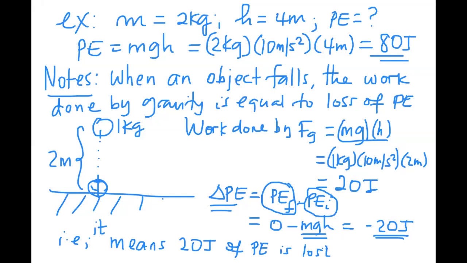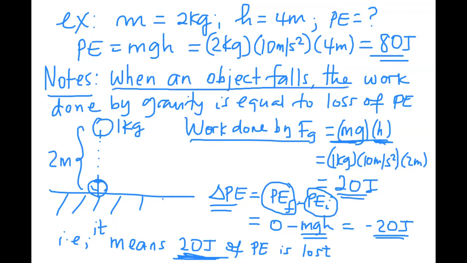Because you have allowed the mass to fall through a distance of 2 meters, you have lost this energy, but it is also equal to the work done by gravity. The work done by gravity is force times distance. The answer is 20 joules, and the loss in energy is 20 joules. So when an object falls, the work done by gravity is equal to the loss of potential energy. That's note number 1.